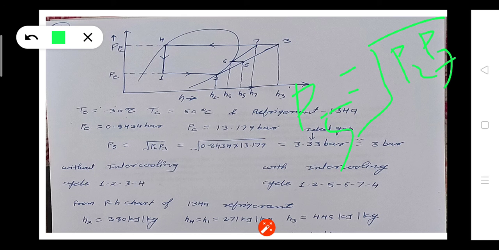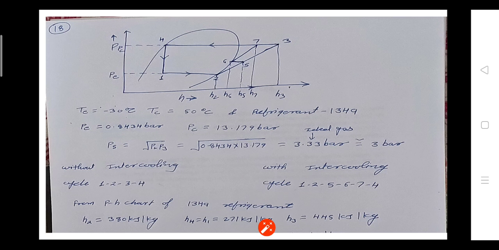gas. But here we are using a refrigerant that is not an ideal gas, so we cannot use the ideal gas equation. So the exact value of P5, the intermediate pressure or the intercooling pressure, is not exactly equal to the square root of P2 P3. You can say it is near about this value. We'll see how we take the near about value by taking an example.